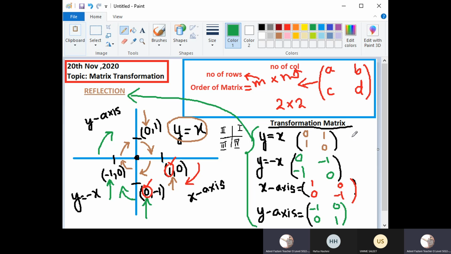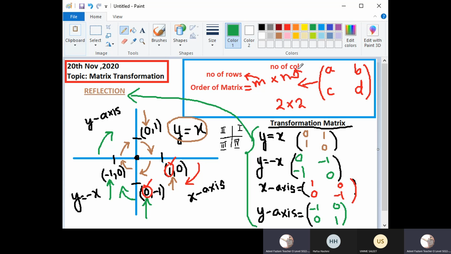Okay. Is there any question that you need to ask? Shall I proceed to the next? Yes or no? Yes, sir. Okay. Before going to proceed, can you just take out your worksheet quickly? Take out your worksheet. Is the transformation worksheet with you or not?